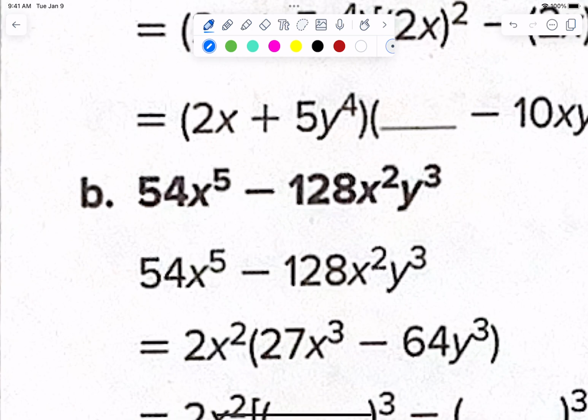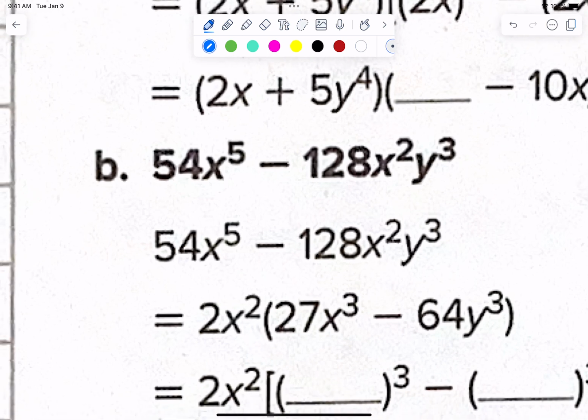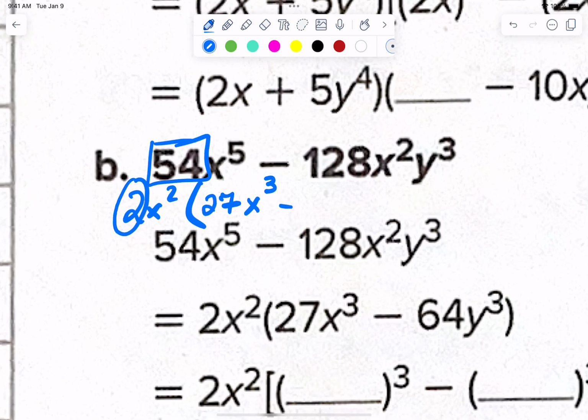Difference of cubes, except, can we take something else? I got a 2x. There's 5 x's here and 2 x's here. Can I take 2 of them out? Yeah, let's take out a 2x squared. If I take 2 out of 54, what's that? 27x to the 3rd, because I took 2 out. Minus, what's 128 divided by 2 if I take a 2 out? 64. The x's are gone, but now I have y to the 3rd.